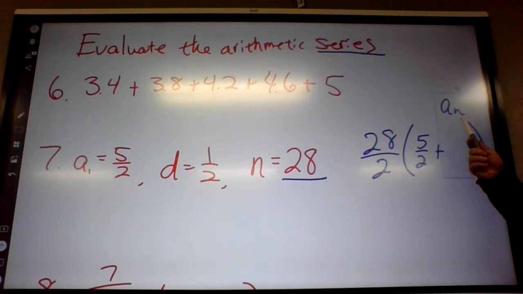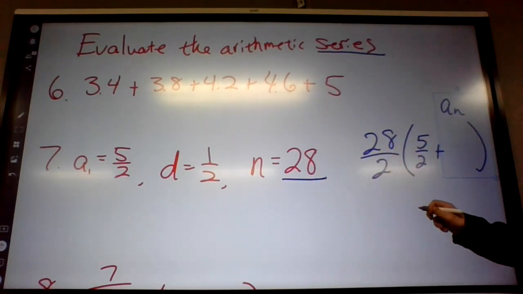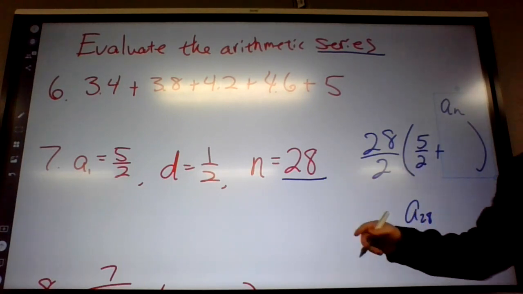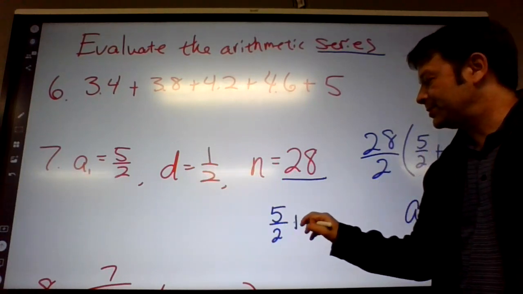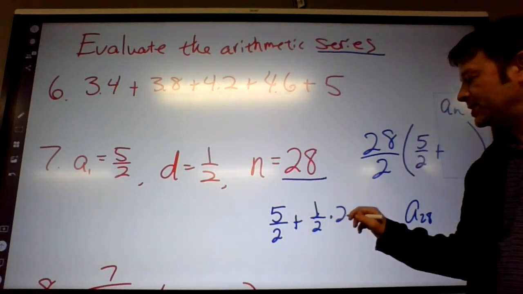What does A sub n stand for? It means the last term. It means, in this case, the 28th term. N is 28. So how do we find the 28th term? Well, you start at 5/2. You add 1/2 27 times.